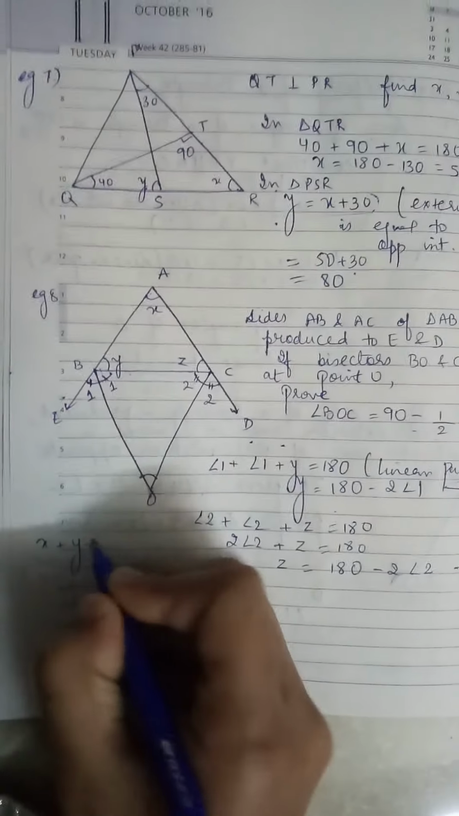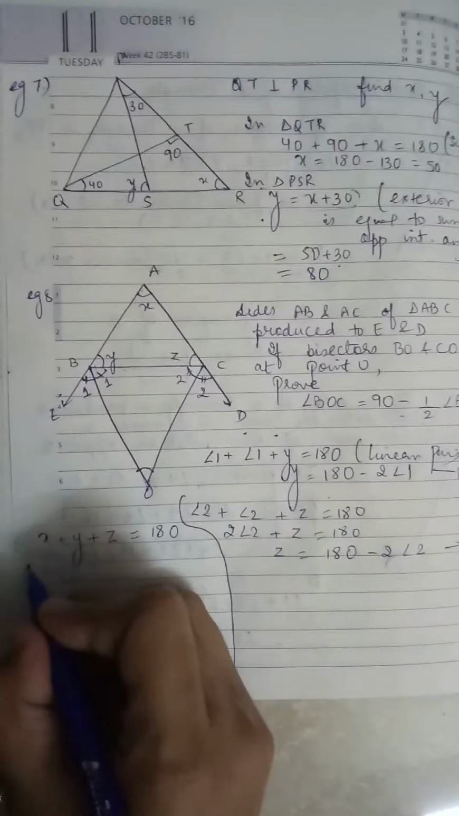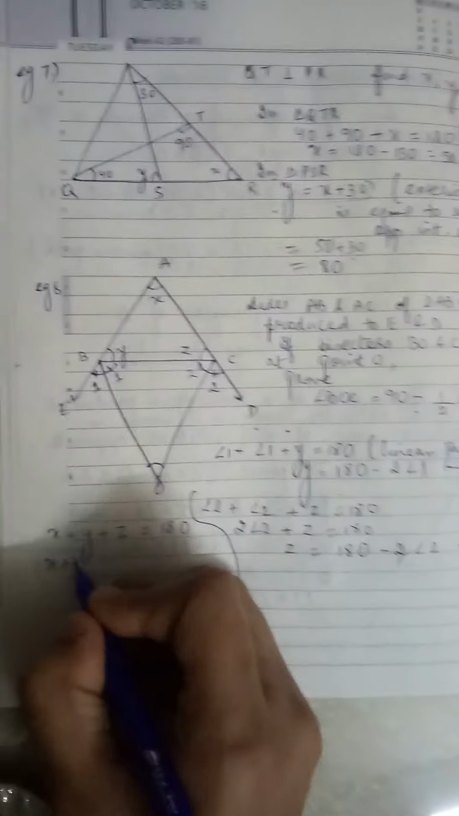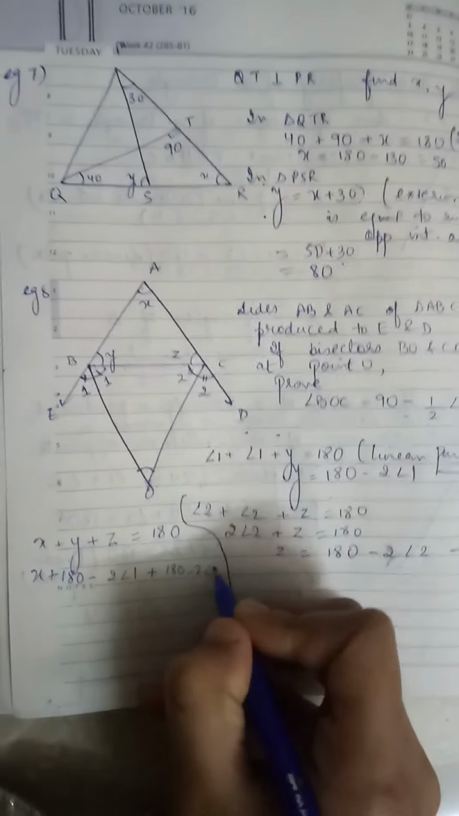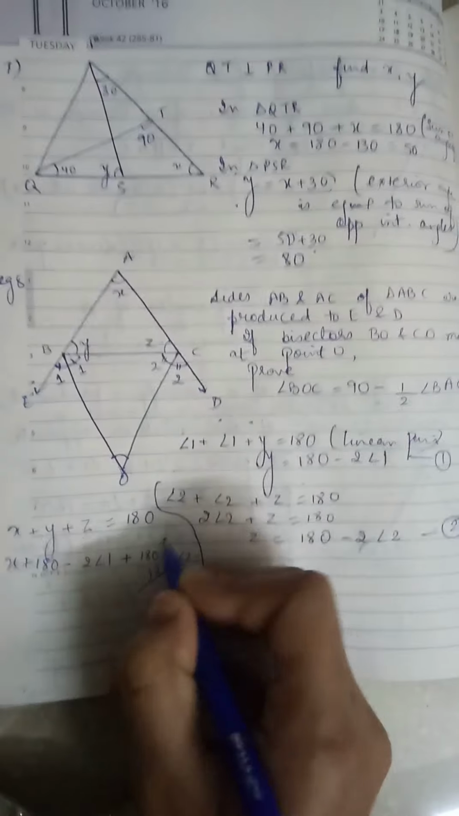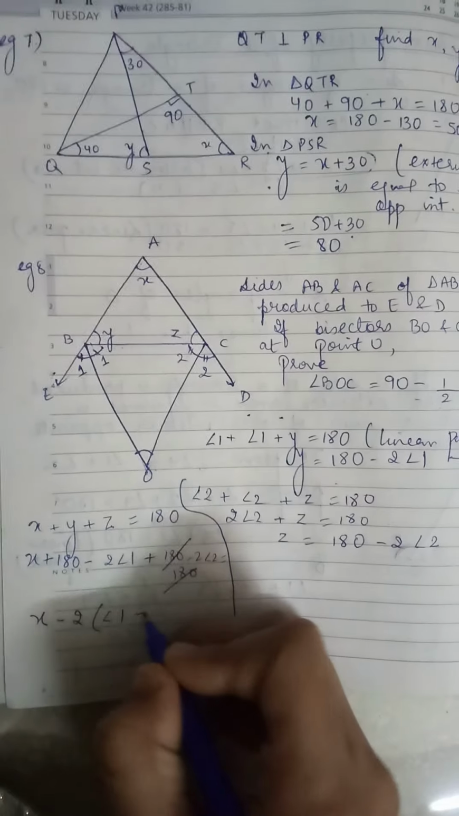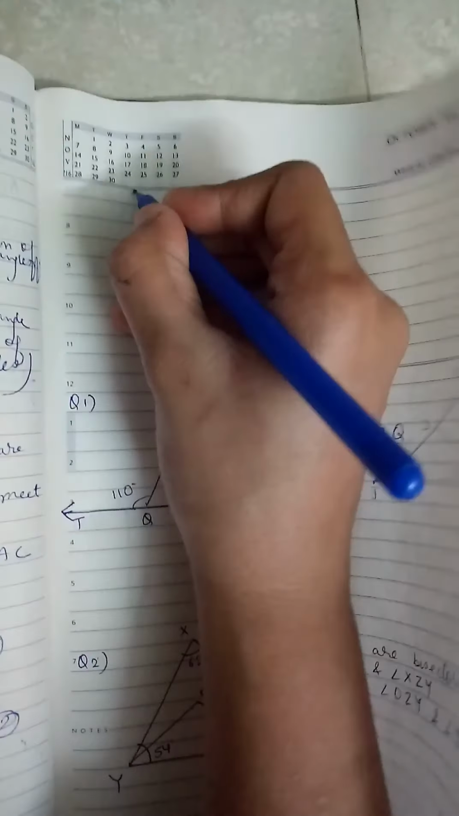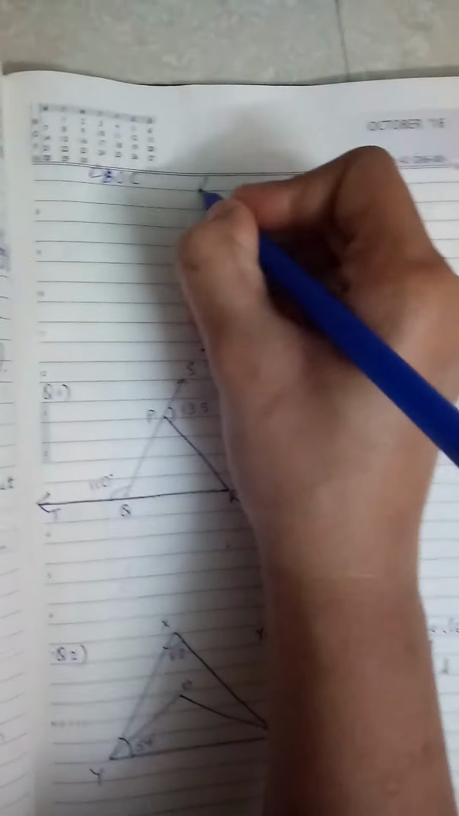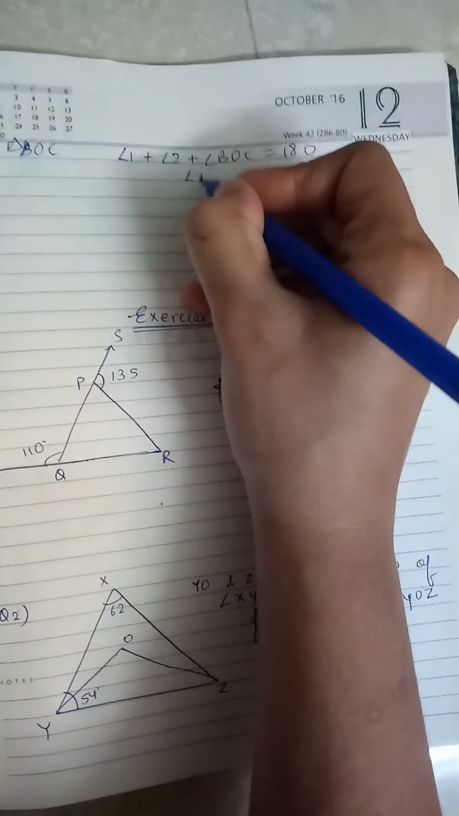Now x plus y plus z is equal to 180 degree, because angles of a triangle are equal to 180 degree. So x plus 180 minus twice of angle 1 plus 180 minus twice of angle 2 is equal to 180 degree. 180 gets cancelled. So x minus twice of angle 1 plus angle 2 plus 180 is 0. See, and in triangle BOC, angle 1 plus angle 2 plus angle BOC is equal to 180 degree. Angles of a triangle are equal to 180.